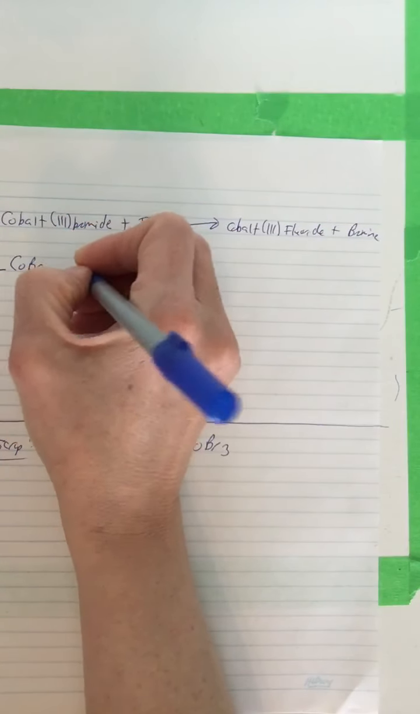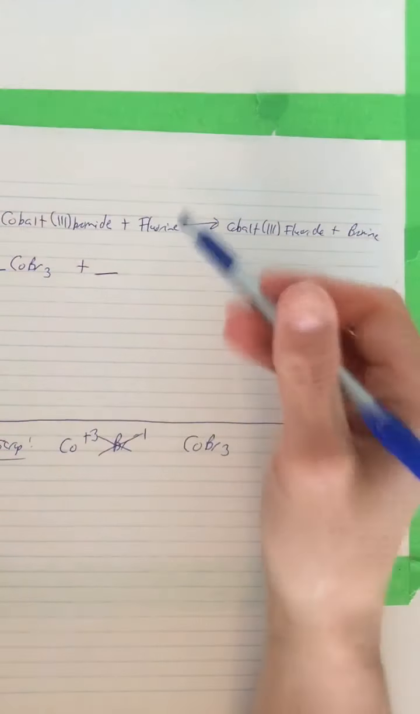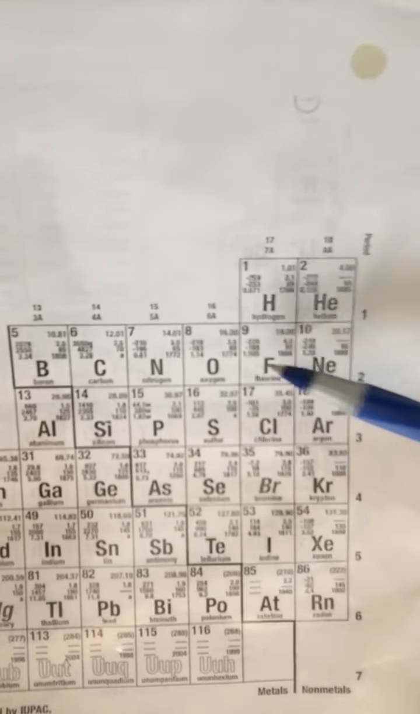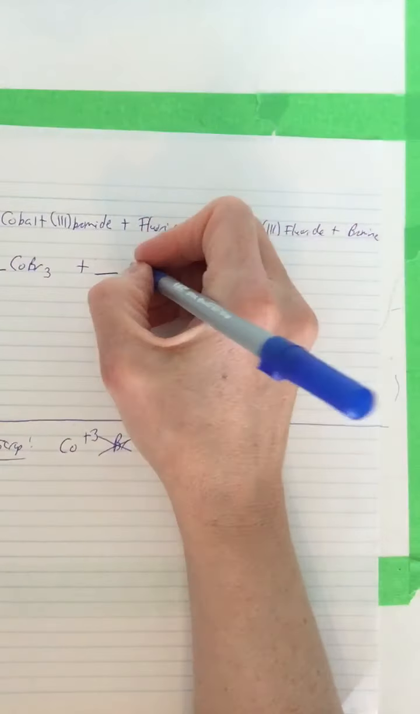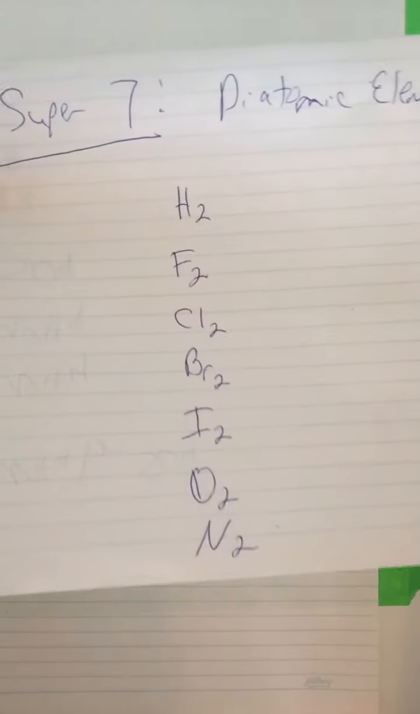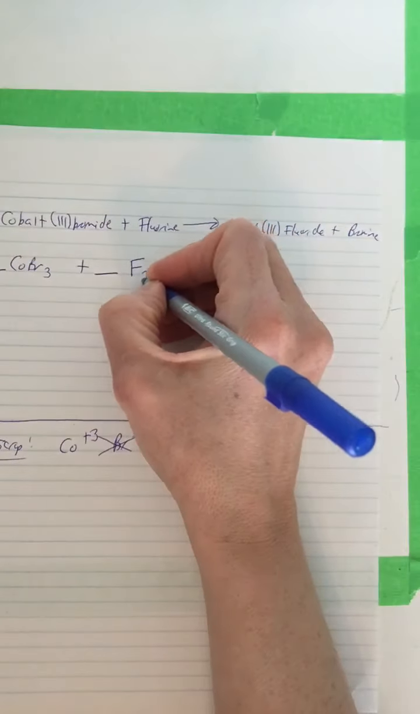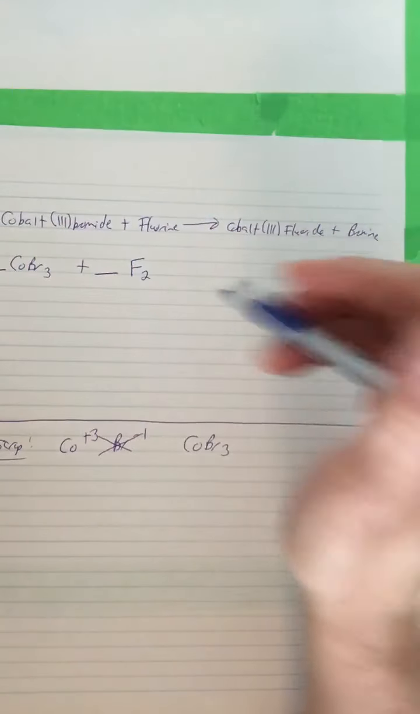CoBr3 plus fluorine. Well, fluorine's an element by itself. It doesn't have a charge, so we don't use any ions. I can see fluorine right here. It is an F. The only thing when I see an element I have to look for is, is it one of my super 7? Is it diatomic? And it is. Fluorine is diatomic, so I have to put the 2 here. Okay, so that's the beginning part.